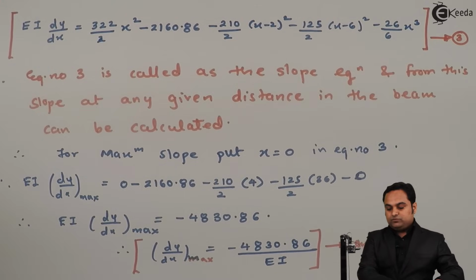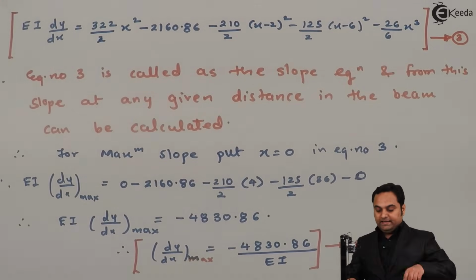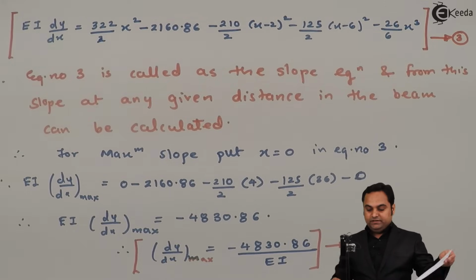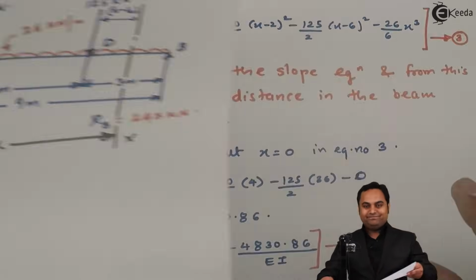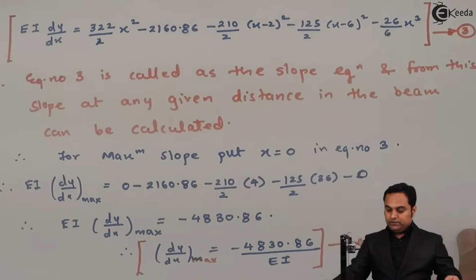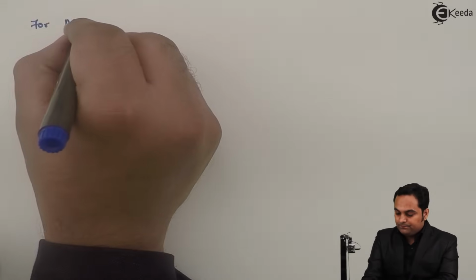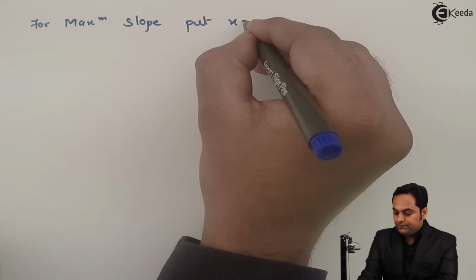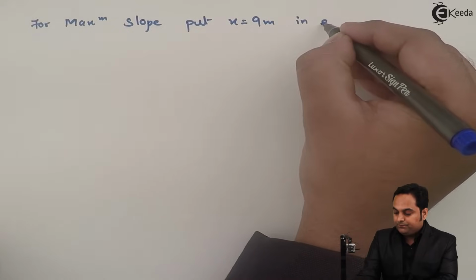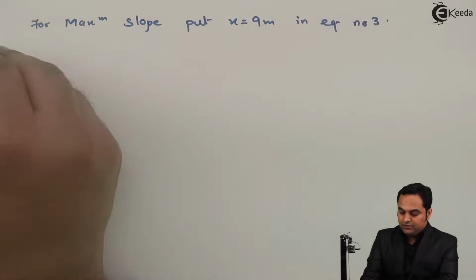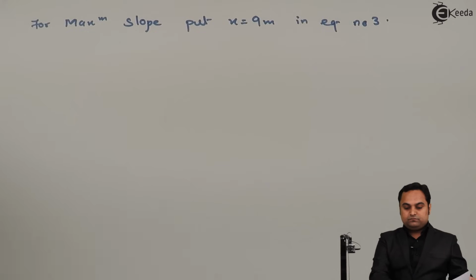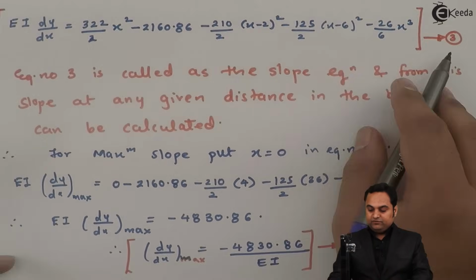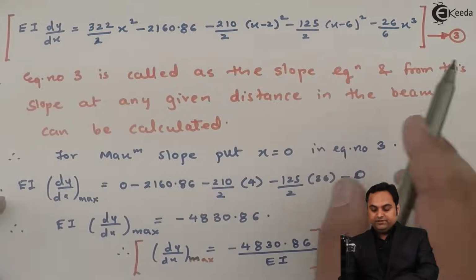Next, maximum slope will also occur when x is equal to 9 meter, that is at point B. Again, for maximum slope, put x is equal to 9 meter in equation number 3. So in equation 3 we have to put the value of x as 9 meter.